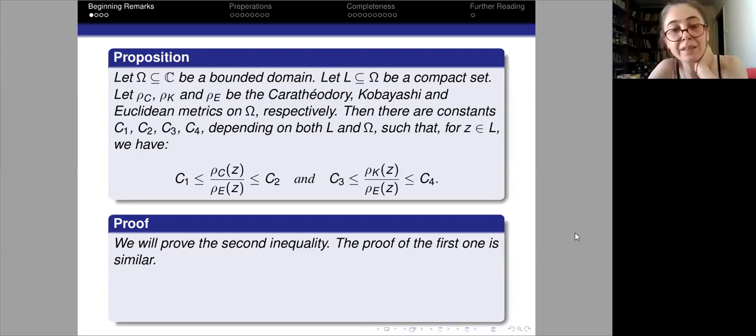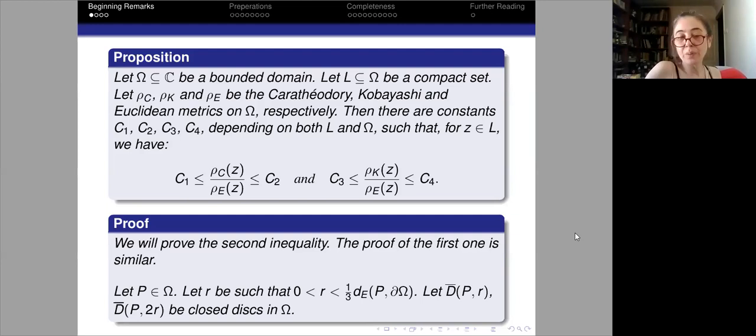So let us take a point p in omega, and a radius r such that this radius is obviously greater than zero, but less than or equal to the Euclidean distance between this point and the boundary of omega. Let D(p,r) and D(p,2r) be closed disks in omega.